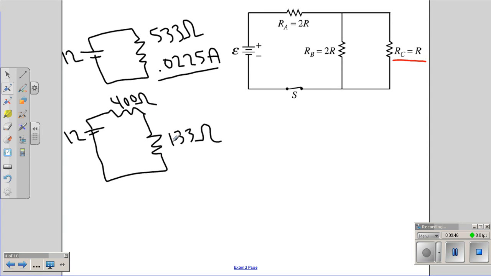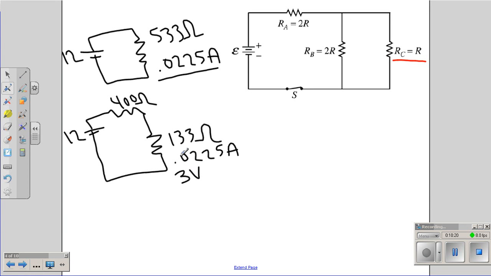So since RC is eventually going to be in this branch right here of 133 ohms, let's write that right here, 0.0225 amps. And now if we have resistance and current, I and R, we might as well multiply them together using Ohm's law to find out what the voltage drop is. Multiplying those two together, we find that the voltage drop is 3 volts.